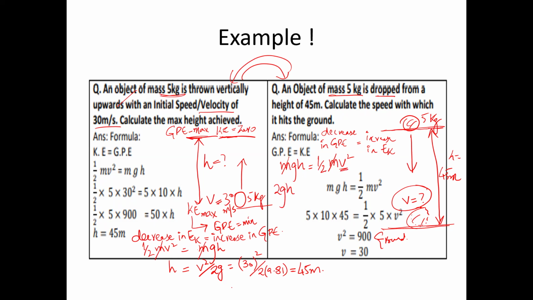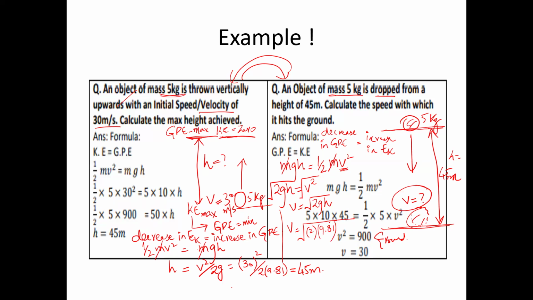2gh. This 2 is going to multiply on the left, so it equals v square. And we are just going to take the under root. When we take the under root, this becomes v is equals to under root 2gh. Right, so now we are going to plug in the values. This is v is equals to under root 2 into 9.81.